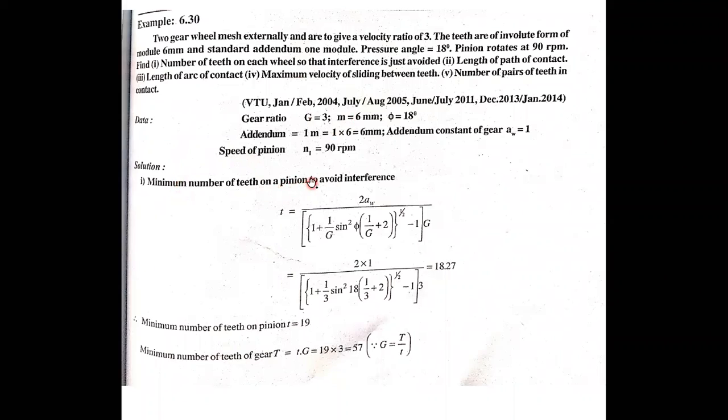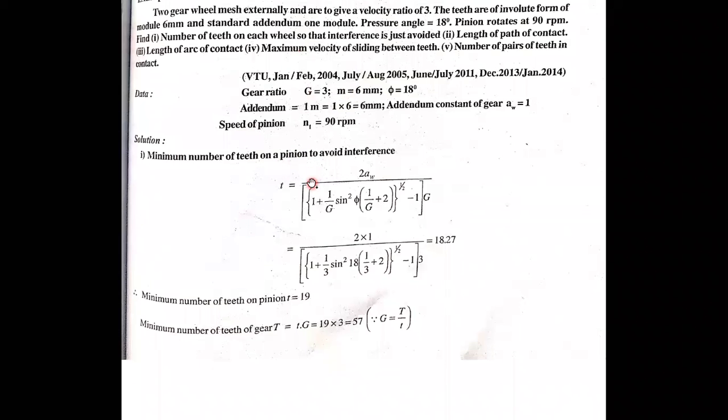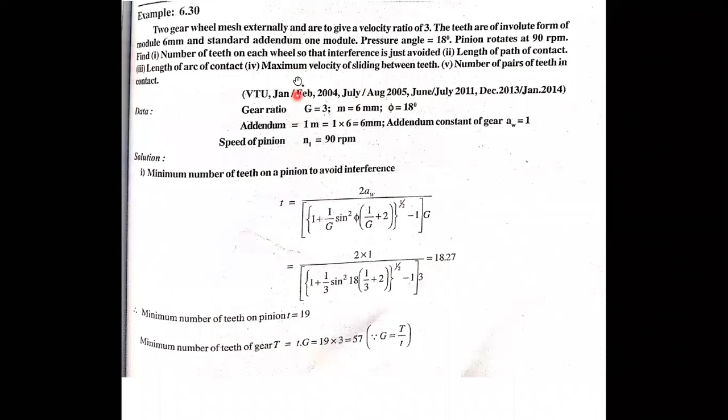To avoid the interference on the pinion as well as the gear, we need to calculate first. For that, they have given the gear ratio, that is 3. Velocity ratio is nothing but gear ratio G. Module is given 6 mm. Addendum is given 1 module. We can take 1 module, as I told, addendum is AW into M. Therefore, the addendum constant AW is 1. And also the pressure angle is given, 18, that we have written here.